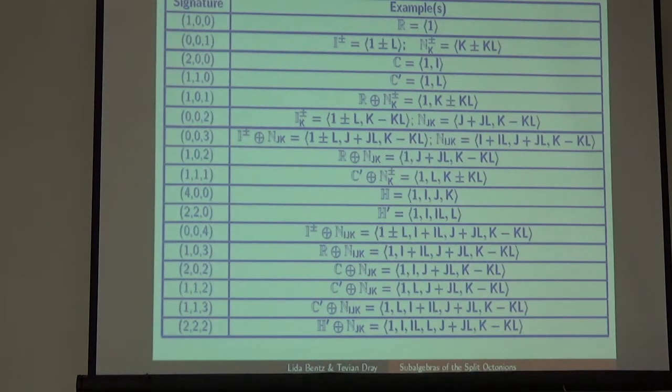Okay. Anyone have any questions for the speakers? I'm wondering, if I fix a signature, how many examples are there, exhaustively? So what, I'm not sure I'm understanding the question. I'm fixing a signature, say 0, 0, 3. Okay. We're listing 3-dimensional subalgebras.